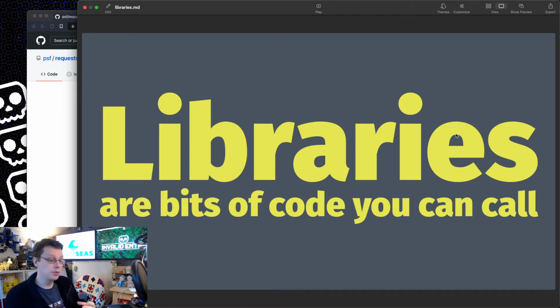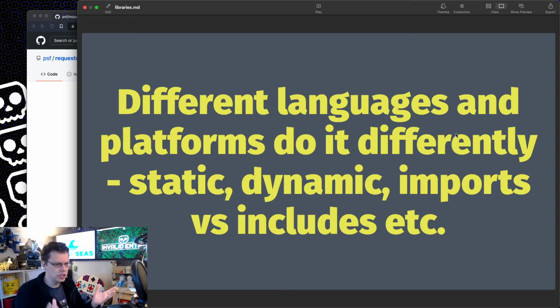The idea behind libraries is you write libraries yourself. You may write libraries inside of an application, but usually they're independent things which are imported into your code. Maybe they're third party, maybe they're common across more than one application. You import them in. Different languages, different platforms do it differently.